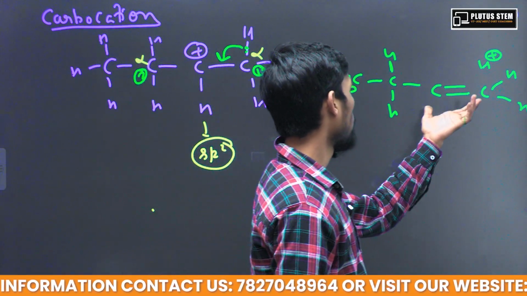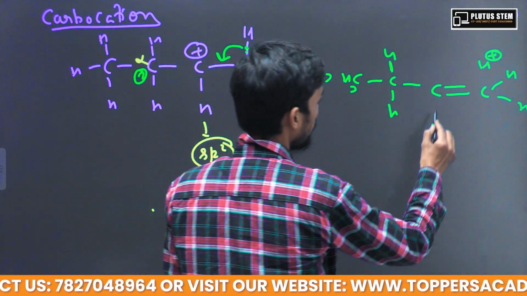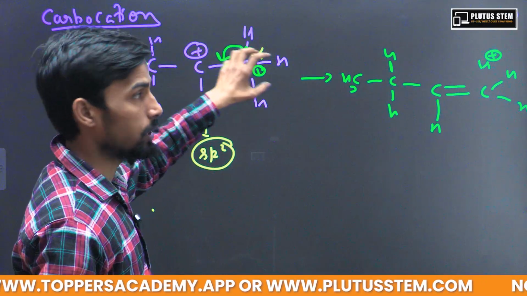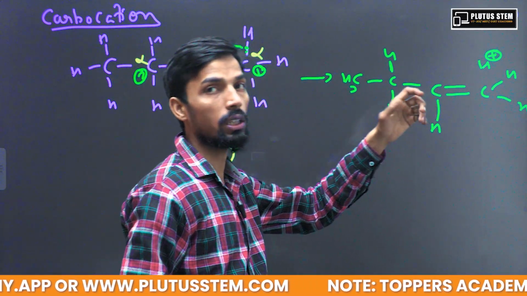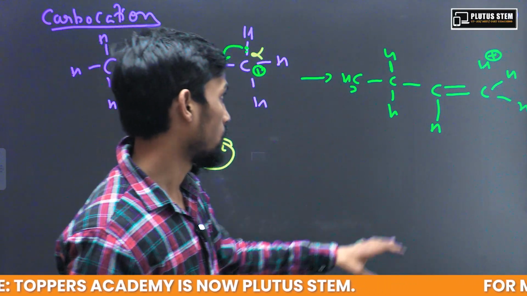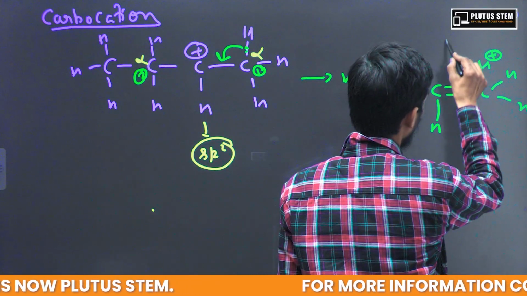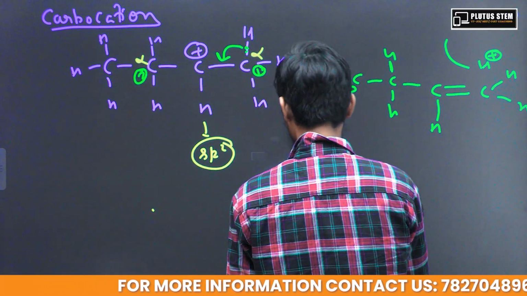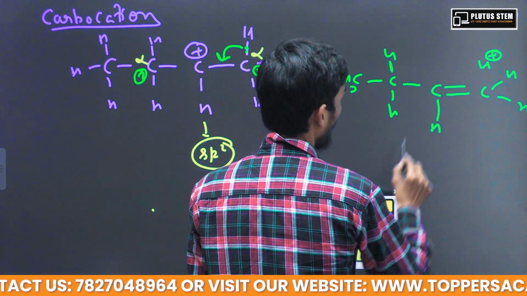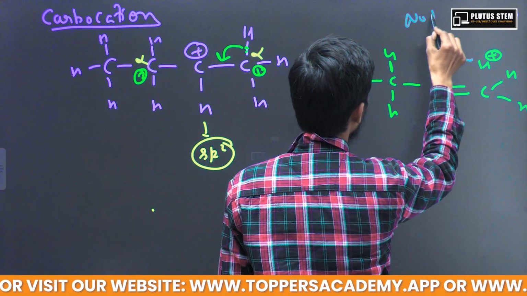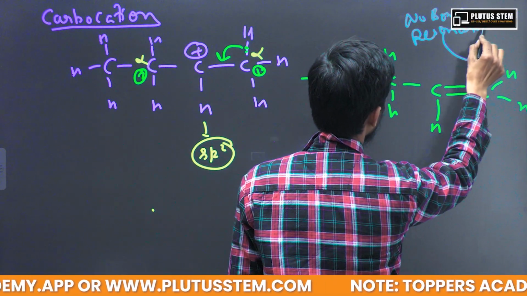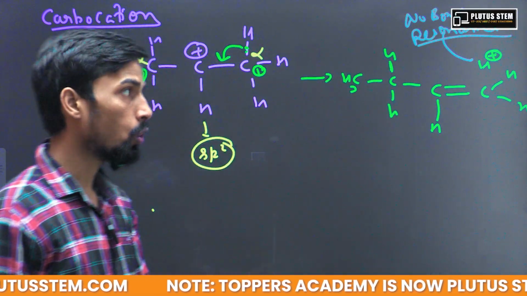If you visualize over here, both the electrons of this bond come to this carbon and form a pi bond, and the positive charge of this carbon is being stabilized over here. This hydrogen is losing its electron pair, its bond pair. So there is no bond present over here. That's why this is termed as a no bond resonance.